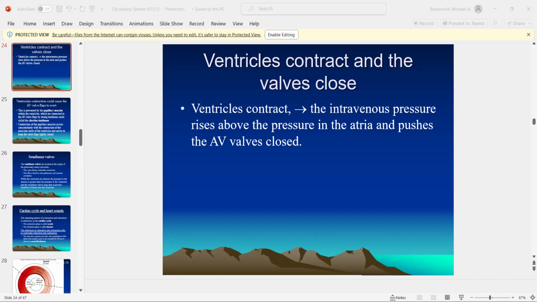And you get filling, and then the AV valves will shut. That's your first heart sound. Now the pressure in the ventricle will really start to soar. That's the start of isovolumetric contraction. Notice volume doesn't change, but pressure does. Then the semilunar valves will open, and you get transfer of the blood to the great vessel.